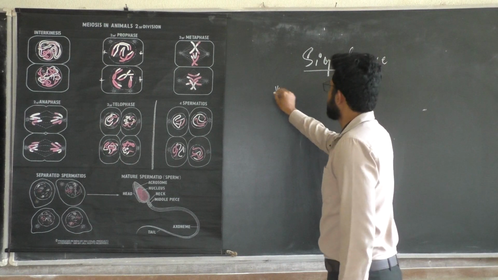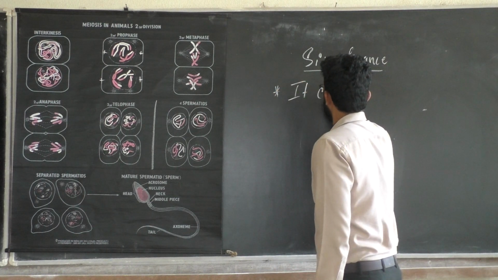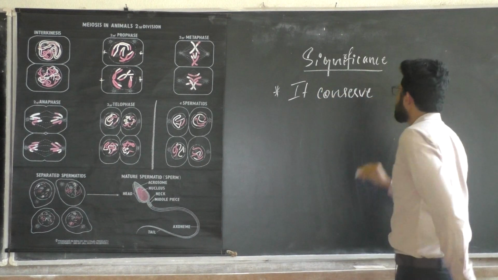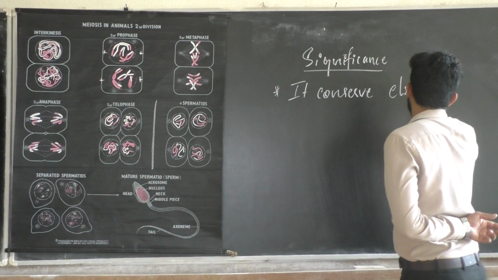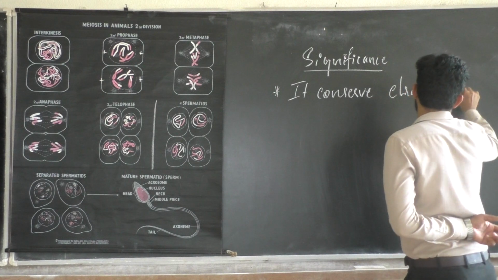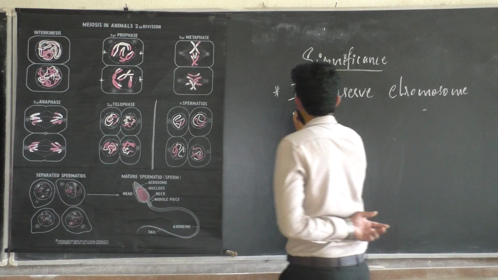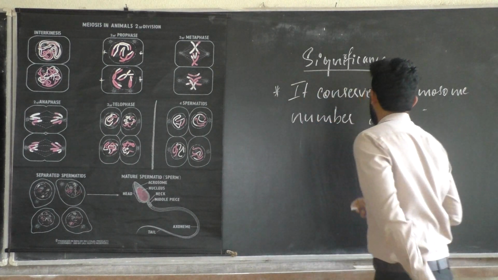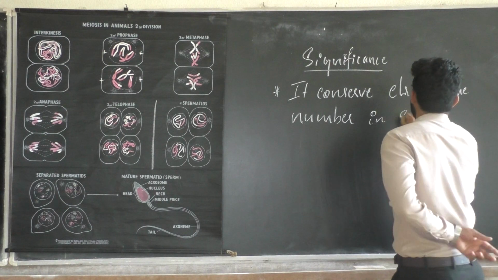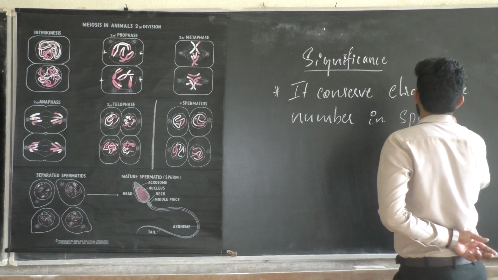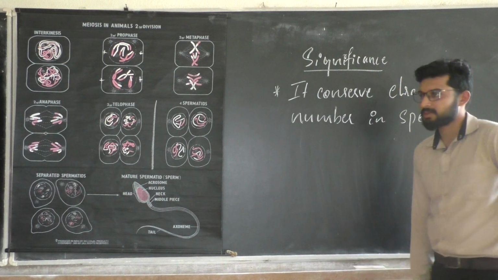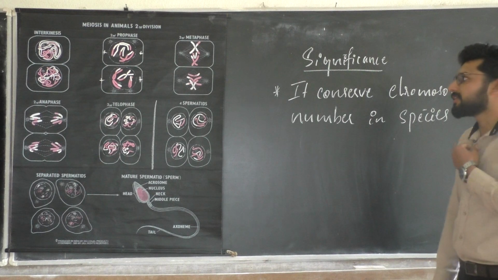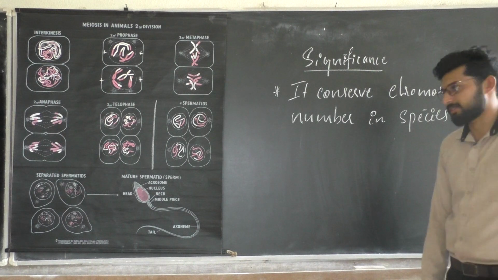Significance of meiosis: it conserves the chromosome number in a species. The chromosome number of a particular organism is conserved by the process of meiosis.